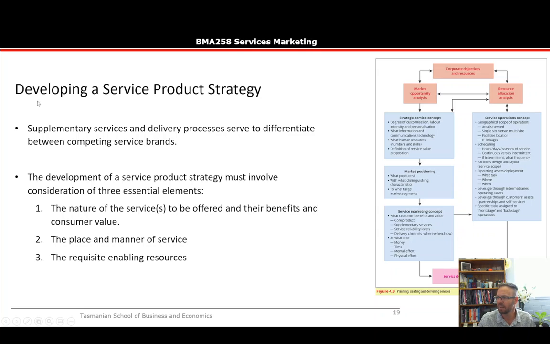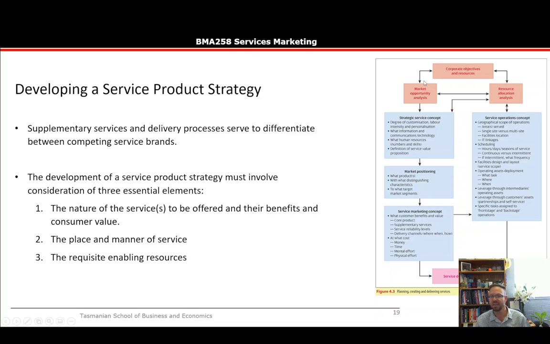So developing service product strategy, we're talking about differentiating. The development of the service product strategy must involve consideration of 3 essential elements. The first one is the nature of the services to be offered and their benefits to customer value, and that's why it's important for us to understand the core product that we do, like what's the problem solving benefit. The next one is the place and the manner of service. And then number 3 is the requisite enabling services.